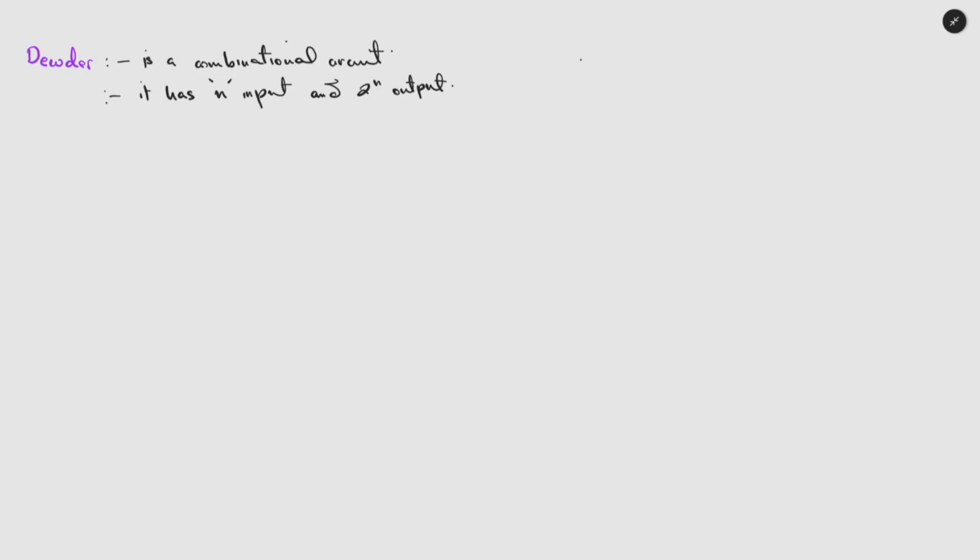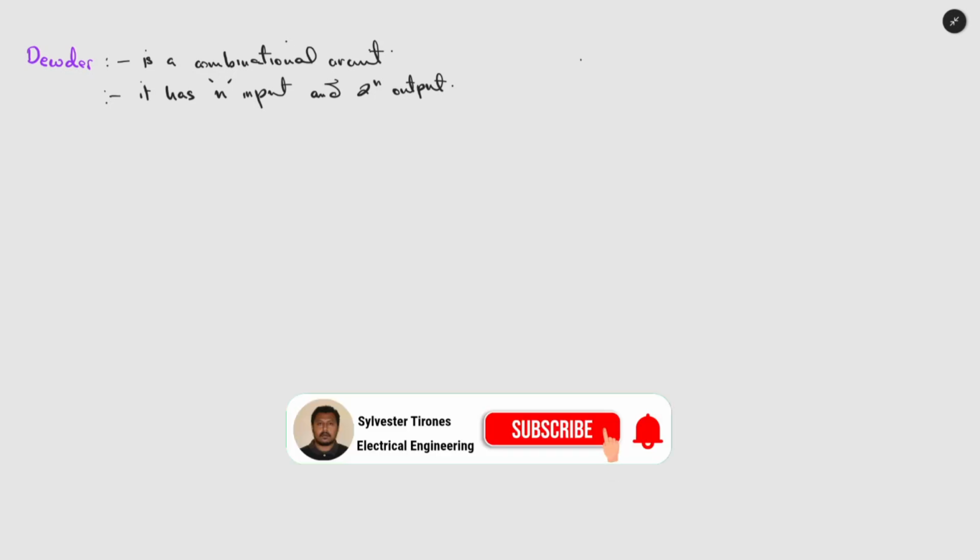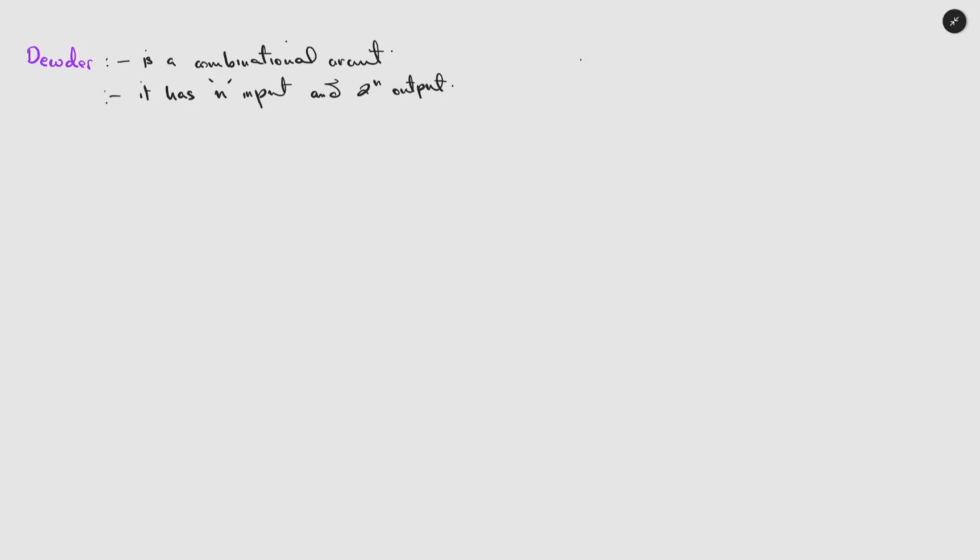What is a decoder? In the previous video, we talked about the encoder, we defined what the encoder is and its function, and we said that the encoder will encode some number of bits to a smaller number of bits, where the 2^n will be the input and the n will be the output. And in this video, we will talk about a decoder.